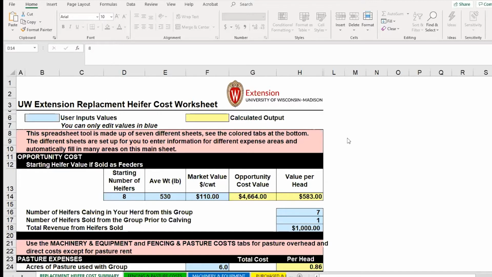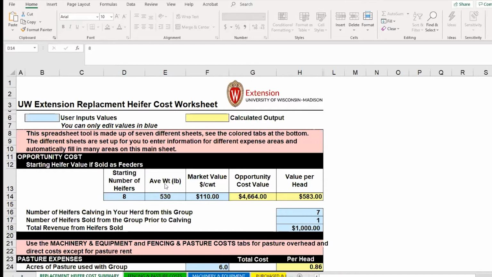At the beginning, we have an opportunity cost. For instance, if you're retaining your own heifers, you would enter in the number of heifers, what their weight is, and what you could have sold them for when you normally sell your feeder calves, so they have an opportunity cost against them, and that calculates that out. If you're buying heifers to raise them and breed them, then you could put in your actual purchase price.